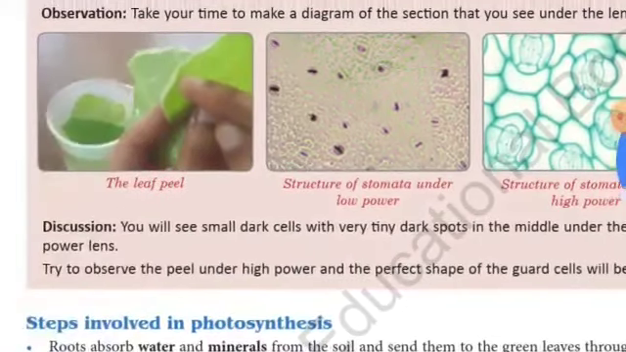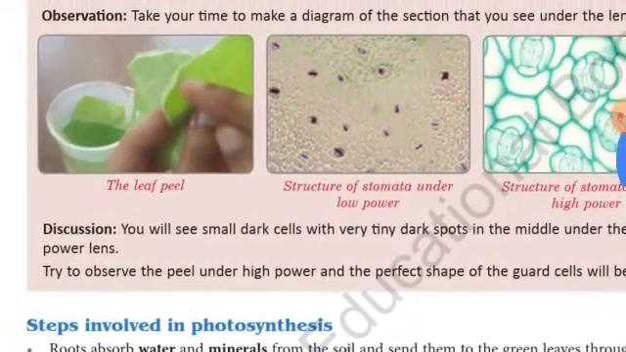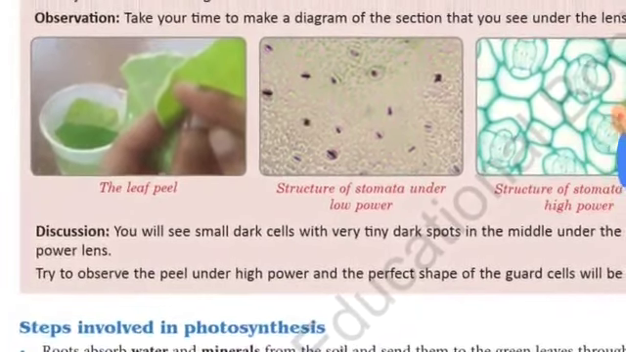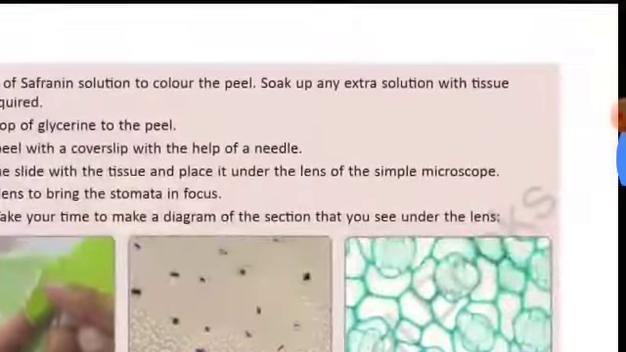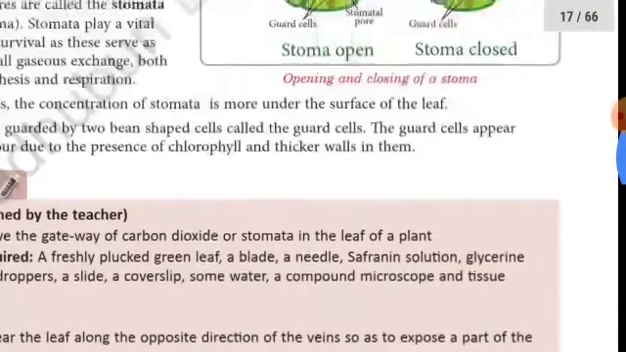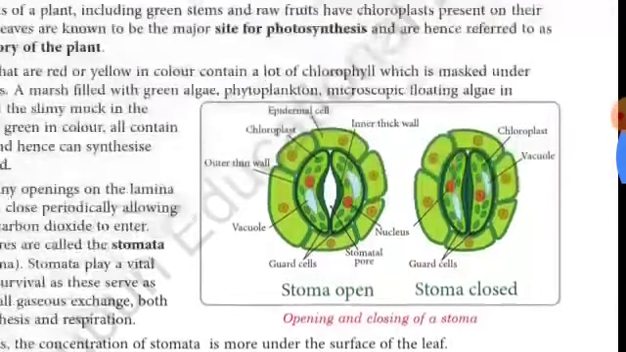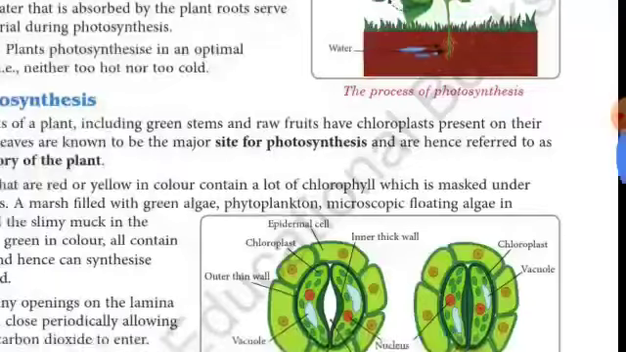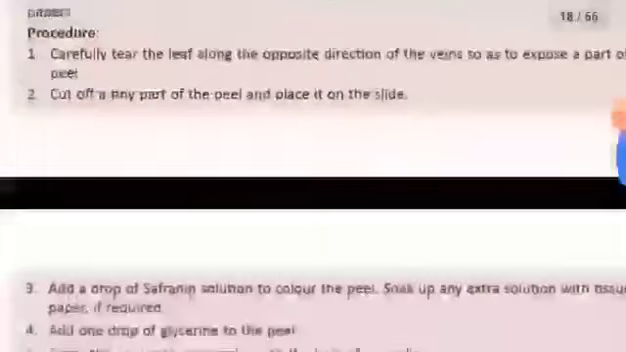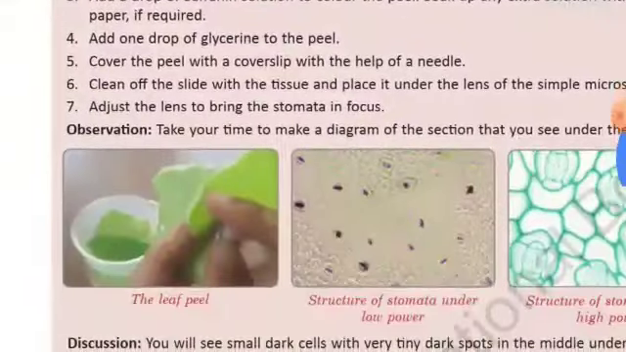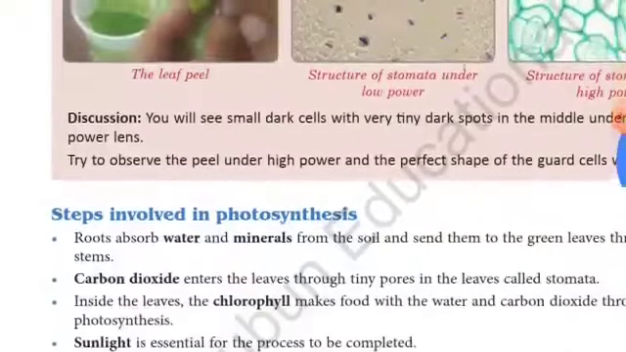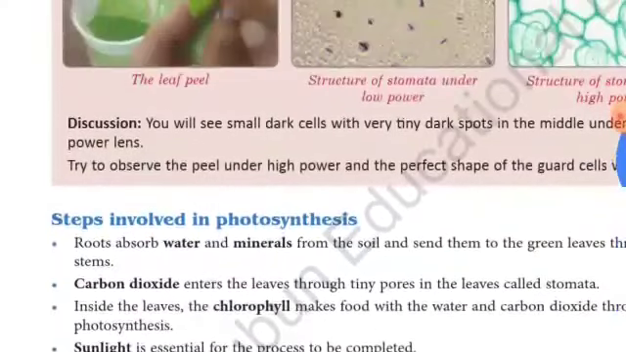That's all for today's class. The homework will be as follows. You will draw the diagram of stomata, that is given on page number 15, and also the diagram of the process of photosynthesis, and you will read the chapter from page number 15 and then 16 and write the notes.